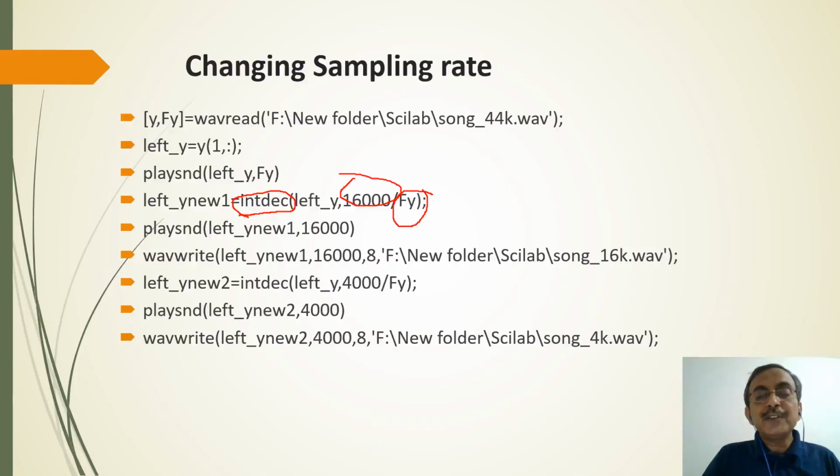This clearly shows that the high frequency components, mainly the musical instruments that have high frequency components, have been actually suppressed over here, while the speech or the song sung by the singer is available as such with little inferior quality. Thus we can actually change the sampling rate.